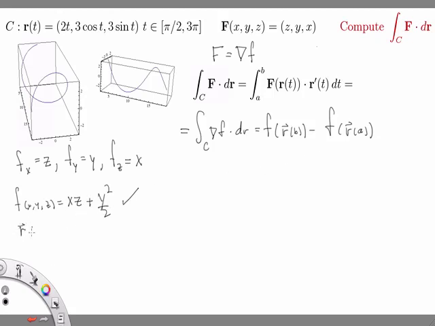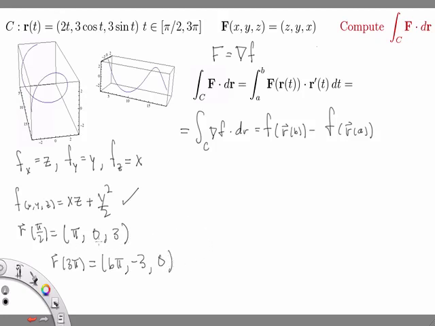So for instance, r of pi over 2 is equal to 2 times pi over 2, which is pi, and then 3 cosine pi over 2. Cosine of pi over 2 is 0, and then 3 times sine of pi over 2, which is 3. r of 3 pi is equal to 6 pi in the first coordinate. Cosine of 3 pi is negative 1, so I get negative 3. And sine of 3 pi is equal to 0, so I get 0 right here.